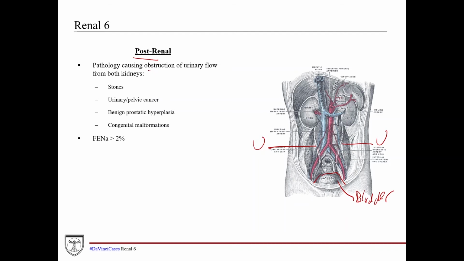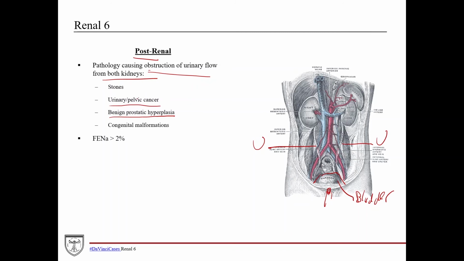It's usually causing obstruction of urinary flow from both kidneys. So usually it's going to be more distal. So you could see it affecting the urethra, such as benign prostatic hyperplasia, because remember that surrounds the prostatic portion of the urethra, and that leads to backup of fluid into the kidneys and even causes hydronephrosis.